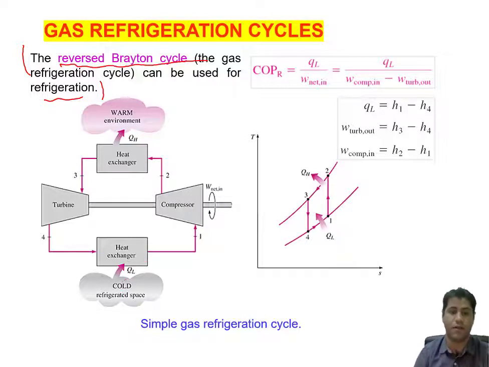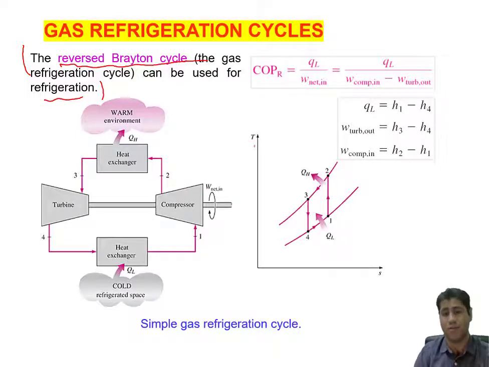QL, or the heat, is transferred from the cold refrigerated space to the working fluid. And then again the cycle will continue. The gas will go to the compressor and the cycle will be repeated. We call this the reverse Brayton cycle.